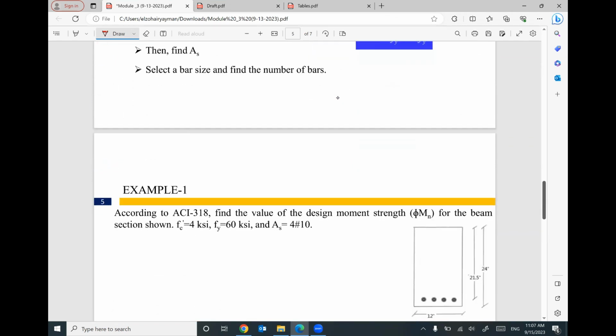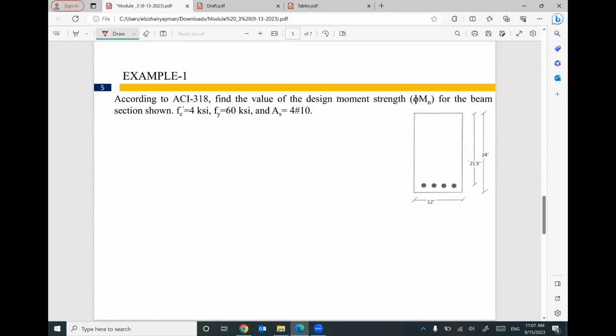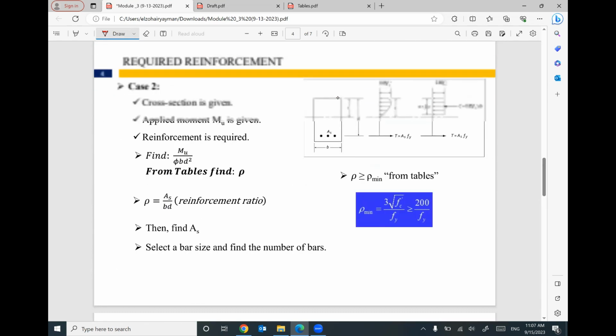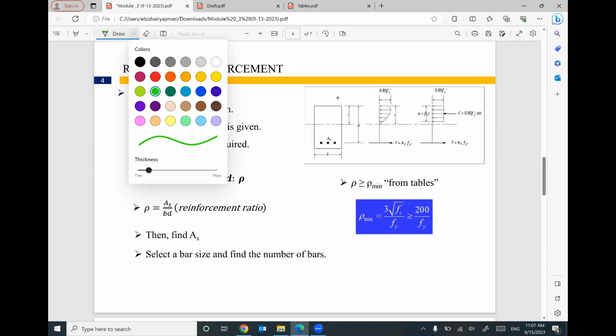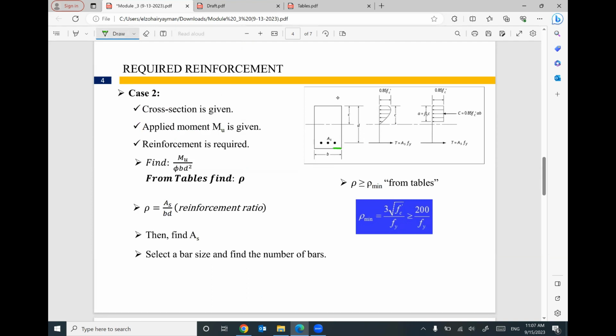And we covered solved examples, one solved example last meeting. I will start with the second case, case number 2. In case number 2, the cross section of your concrete is given, only the cross section. What is the width? What is the depth? You can assume them, or they will be given to you, that's fine. But the area of steel is unknown. I don't know what the value of epsilon steel is.